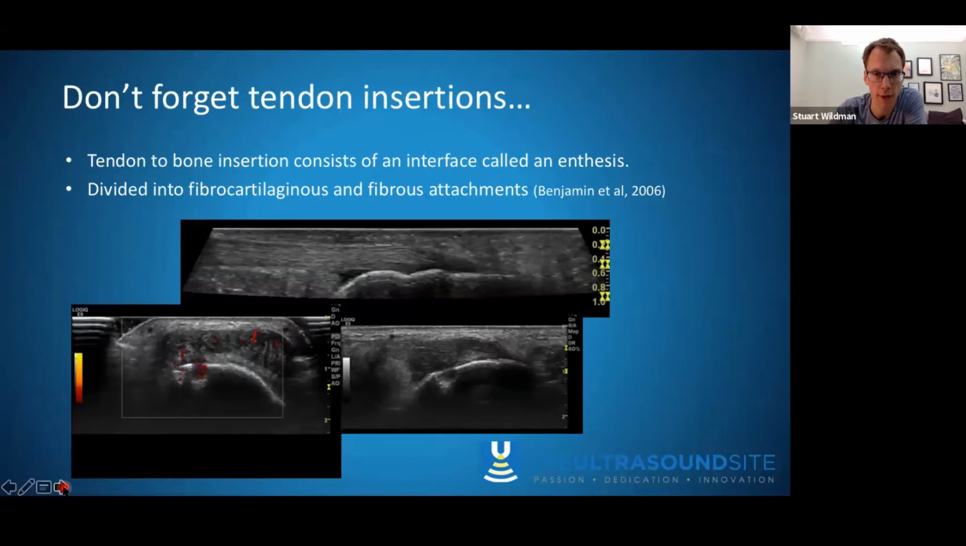And don't forget the insertions. When I was putting this together, it's very easy to focus upon the big bulky part of the tendon. Don't forget the distal insertion, and rheumatologists who use ultrasound will particularly be keen on this. But you can get some very, very useful clinical information from the distal insertions of these tendons around the region that's often termed the enthesis.